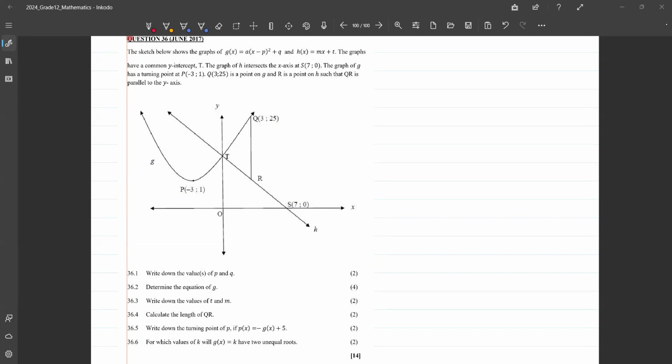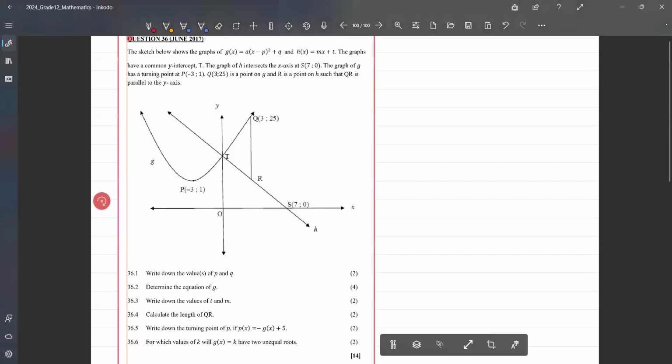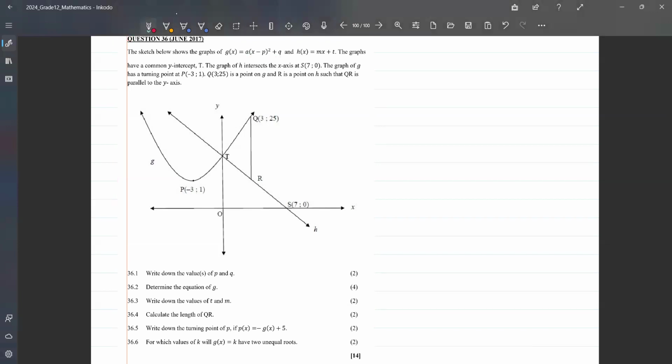All right, so let's look at this question here. It comes from the June 2017 question paper. The sketch below shows the graph of g of x, which is given with this equation here. g of x is given as a into x minus p all squared plus q, and h of x is given as mx plus t.